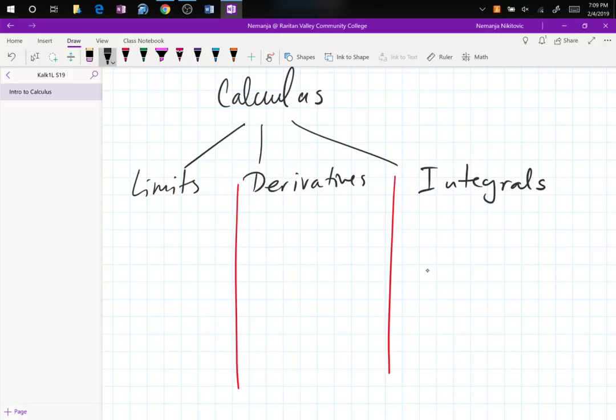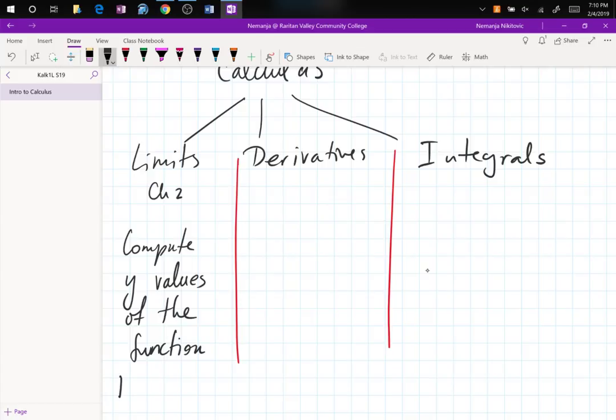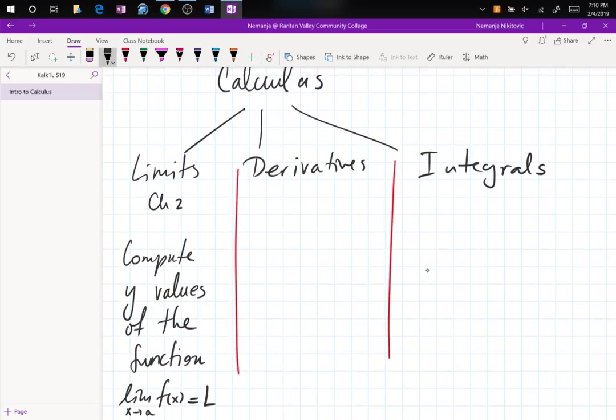Limits are going to be in chapter 2, and limits are, I like to say in a nutshell, a fancy way to compute the y value of a function. So limits compute y values of the function, and we'll have a notation: the limit of f of x as x goes to, let's say, a is equal to L. Now we're going to toss in infinities and all other cool stuff when we get there.